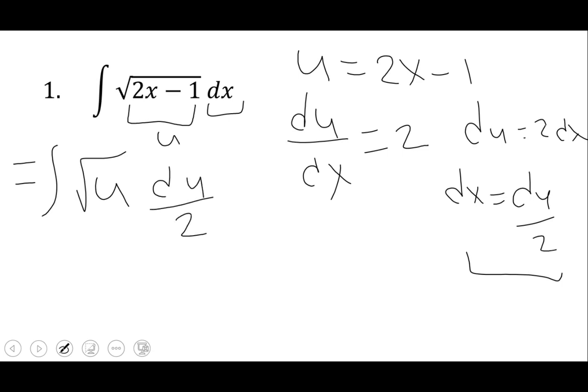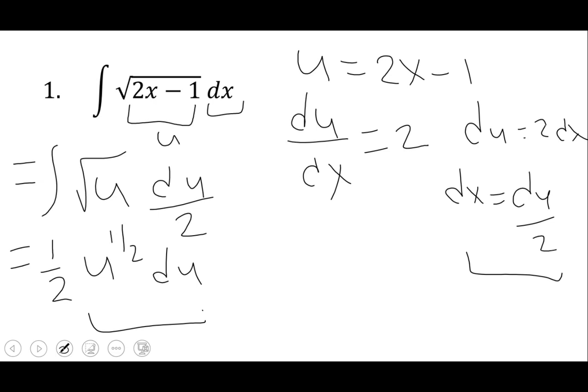In order for you to best integrate this, there's a little bit of simplifying that you want to do. You are going to factor out the 1/2. That would take the square root of u, and you would write it as u to the 1/2 du. After you've done this simplification, if you've done it correctly, there should only be a problem in terms of u's and du's. As long as you have a problem only in terms of u's and du's, then you're allowed to go ahead and integrate like we normally would.